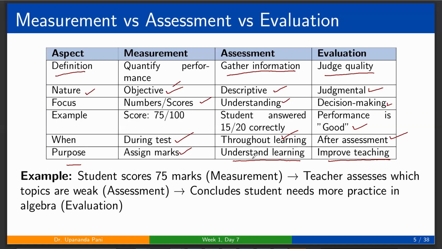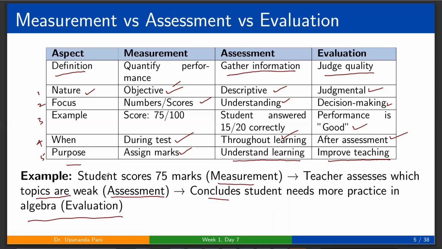So there is a clear cut difference, and you can see it based on the five criteria we are going to discuss. Suppose the example is a student scores 75 marks, that is measurement. The teacher assesses which topics are weak, that is assessment. It concludes the student needs more practice in algebra, that is evaluation.